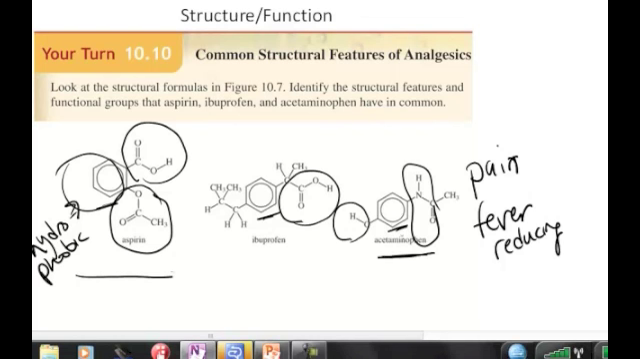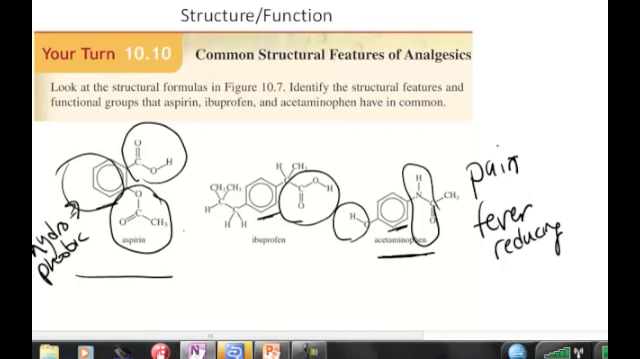So by changing this structure slightly, you've reduced some of its good effects, the anti-swelling part, but you've also reduced the fact that it can cause reduced blood clotting. This is important if you have had surgery and you don't want your blood to thin. Whereas with the aspirin, sometimes that's a desirable effect. So that's why acetaminophen is given oftentimes in hospitals after people have had surgery, because it does not affect blood clotting. Okay. Now, lastly, look at ibuprofen.